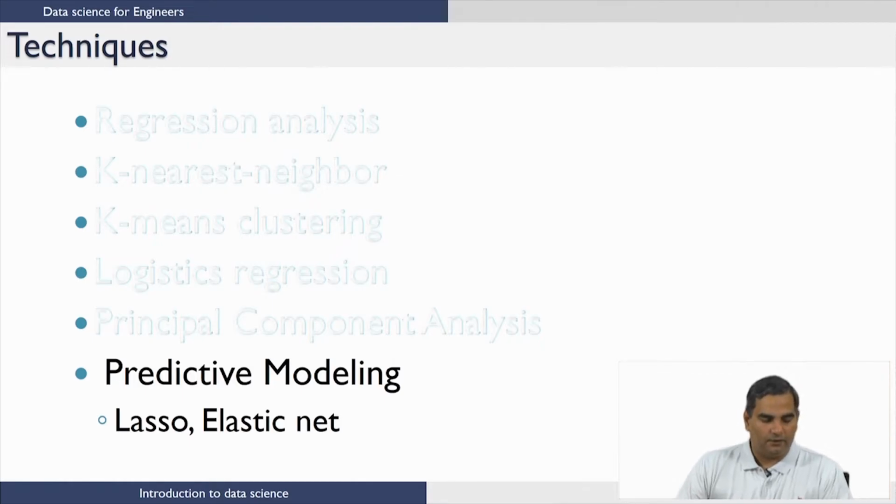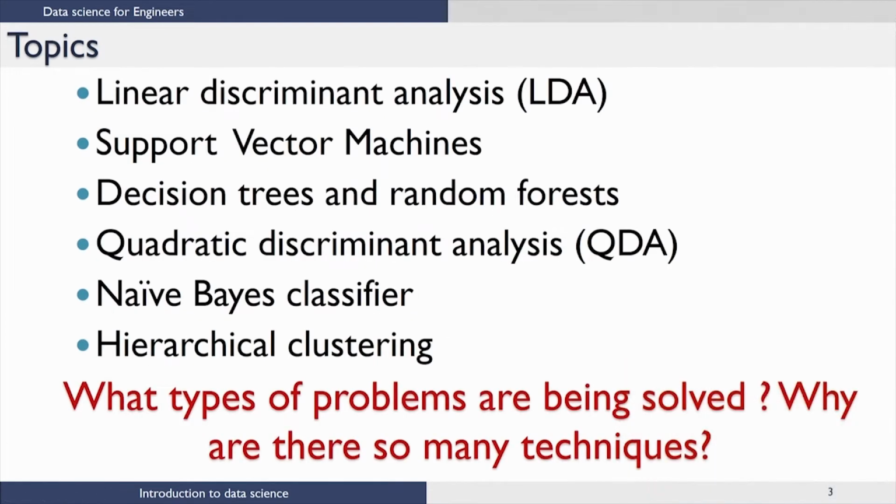Then people talk about predictive modeling. Under that there are techniques such as lasso, elastic net that you can learn. Then there are techniques such as linear discriminant analysis, support vector machines, decision trees and random forest, quadratic discriminant analysis, naive Bayes classifier, hierarchical clustering, and many more such as deep networks and so on.